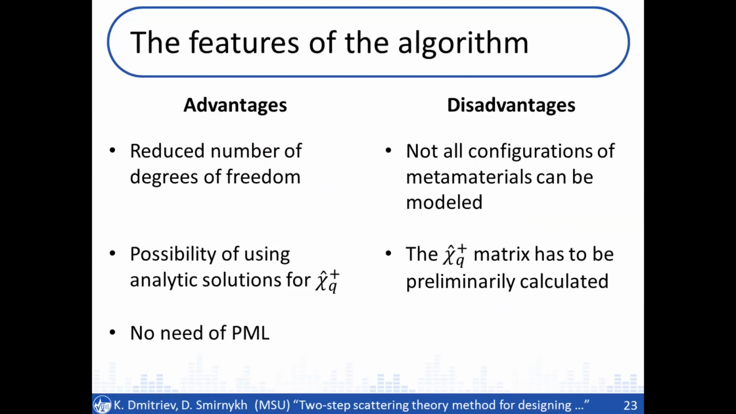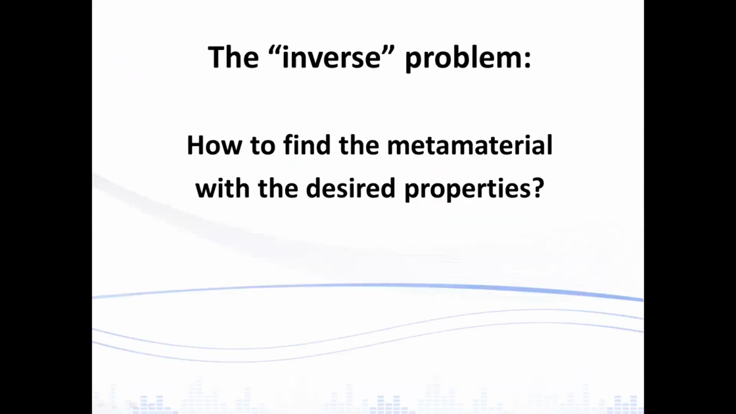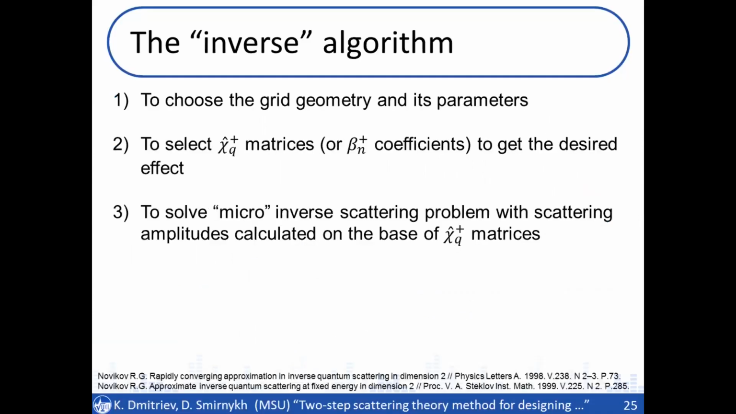The algorithm has advantages and disadvantages. Not all configurations of metamaterials can be modeled, and sometimes it can be difficult to calculate scattering matrices, but it can be good for a metamaterial study since the number of equations is reduced. This direct algorithm can be helpful as a part of the inverse problem of the creation of metamaterial with certain properties. Such an inverse algorithm includes the following.